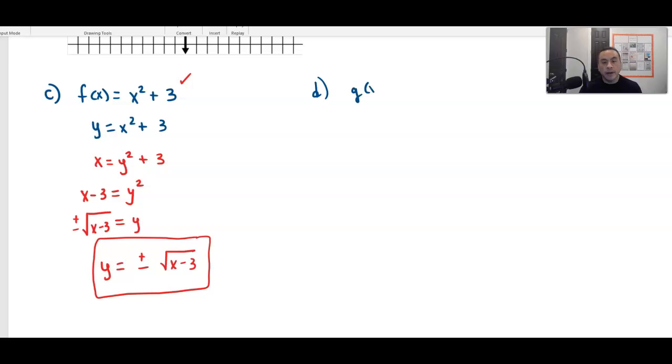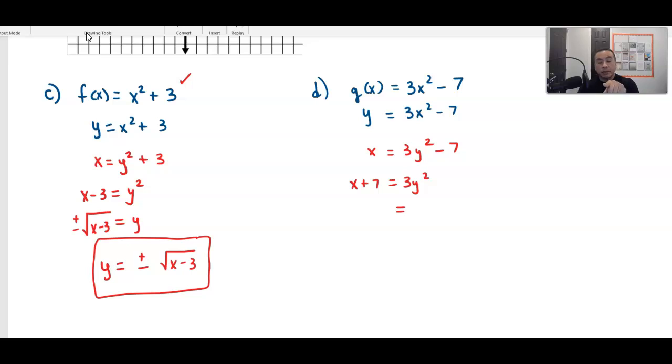So if I have g of x is equal to 3x squared minus 7, once again, g of x is the same thing as y. I now am going to begin the process of finding the inverse by swapping the variable. You're going to go plus 7 on both sides. x plus 7 is equal to 3y squared. I got to divide out that 3 next, so I'll divide it by 3 on both sides. So you'll have y squared is equal to x plus 7 over 3.